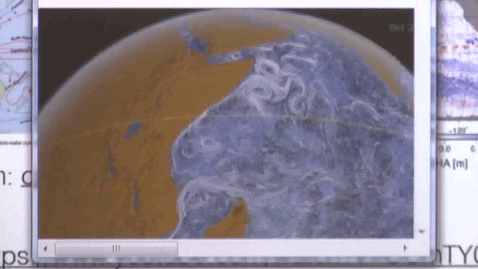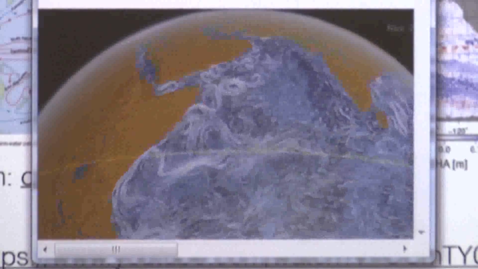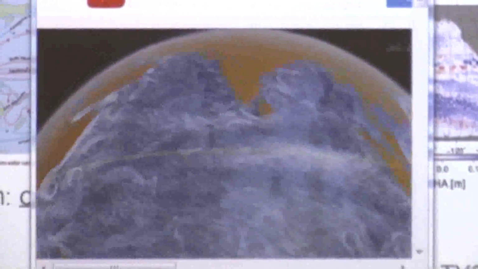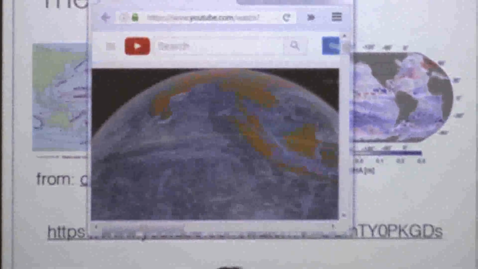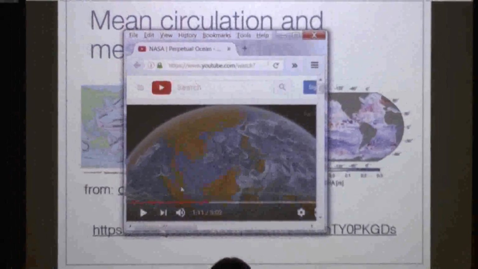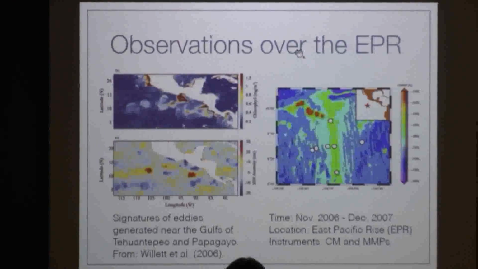Where's the arrow? You found it? I can't find it. Yeah. The animation, that's fine.